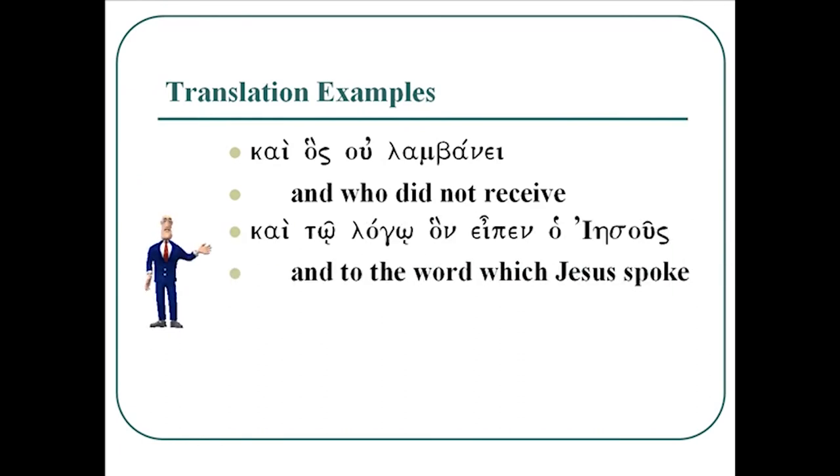The second example is kai to logo on apen ho Jesus. And to the word to logo, which hon Jesus spoke, apen. So the hon here is a relative pronoun which Jesus spoke, relating the word, specifying which word it's talking about, the word which is the one that Jesus spoke. So it's a relative pronoun, relates things.